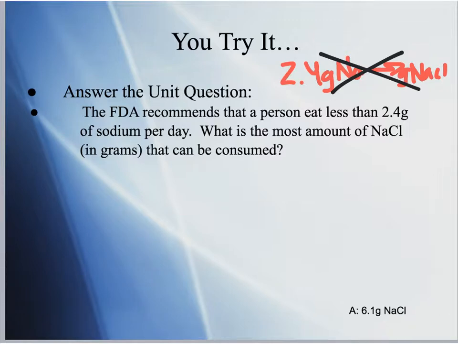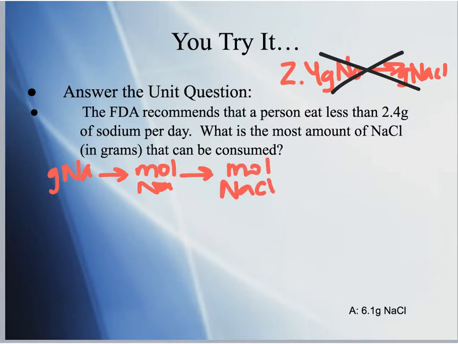So the first thing that we're going to have to do is go from grams of sodium to moles of sodium. Once we have moles of sodium, we can go to moles of sodium chloride. And then from moles of sodium chloride, we can use our periodic table again to go to grams of sodium chloride. All right, so that's kind of our setup that we're going to do. So let's start. We're going to start with what we're given, 2.4 grams of Na.